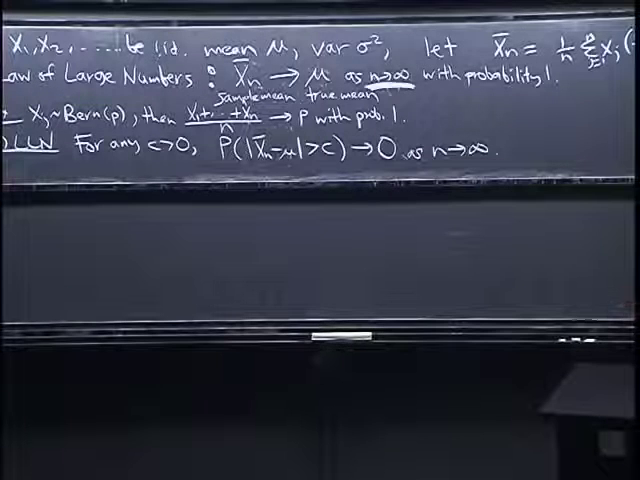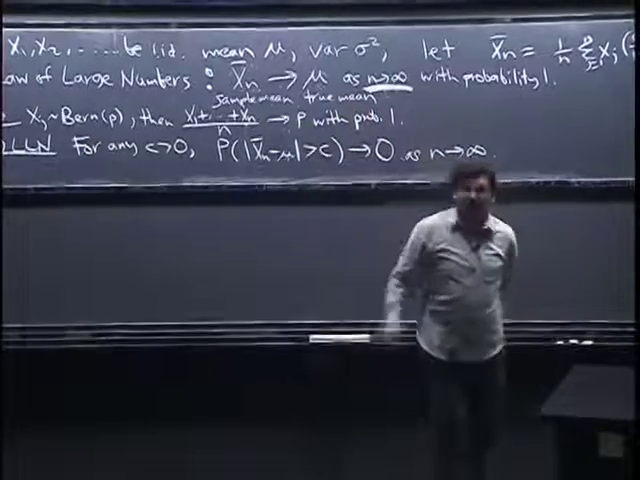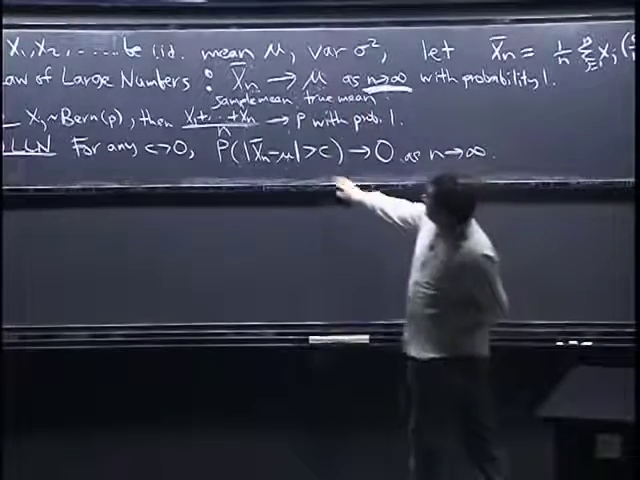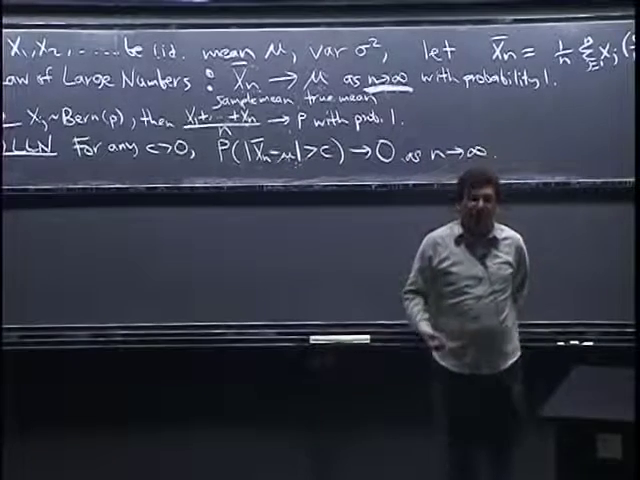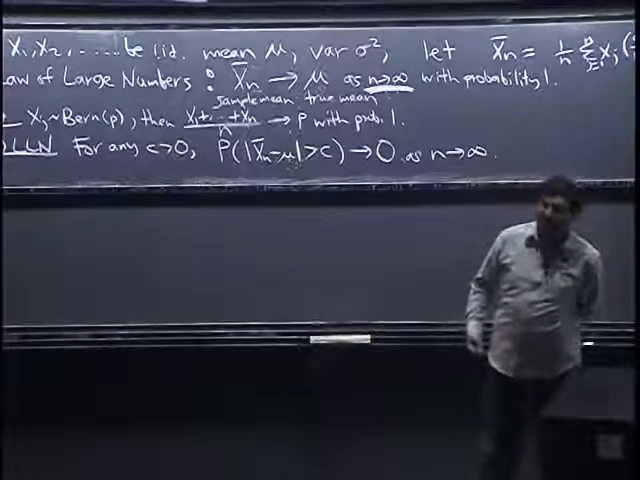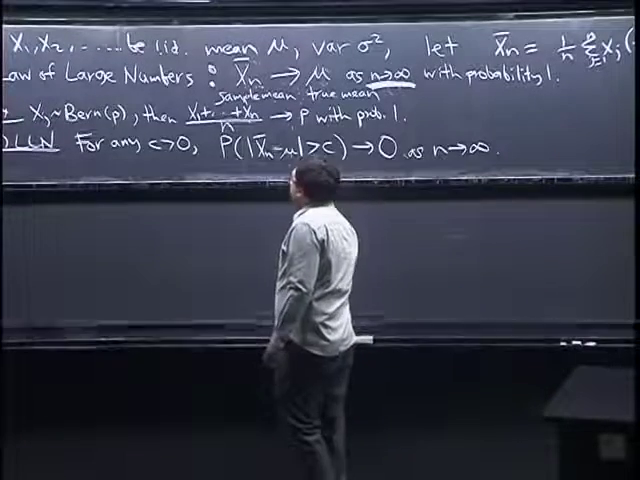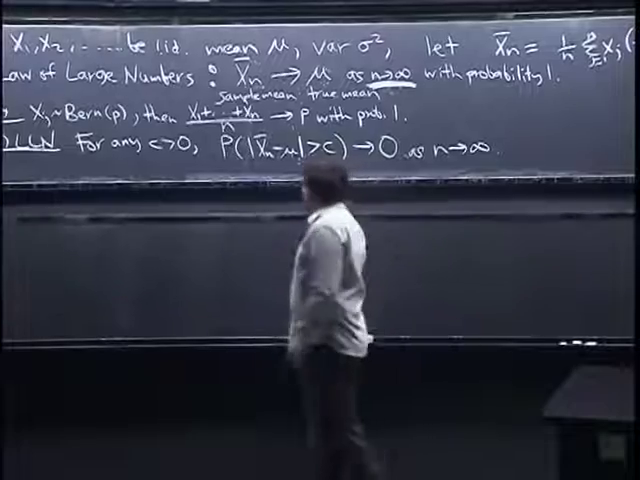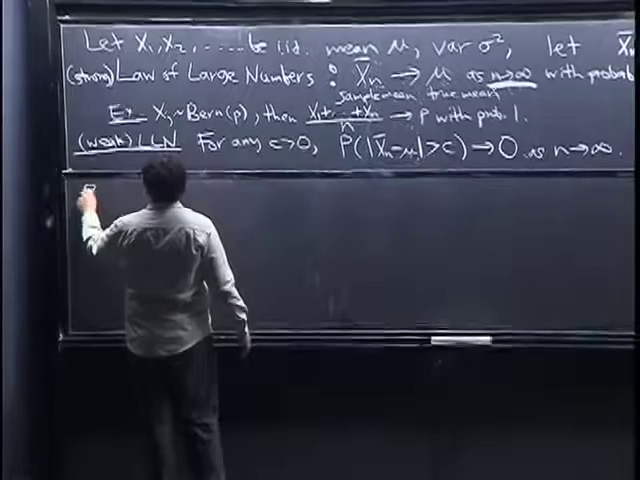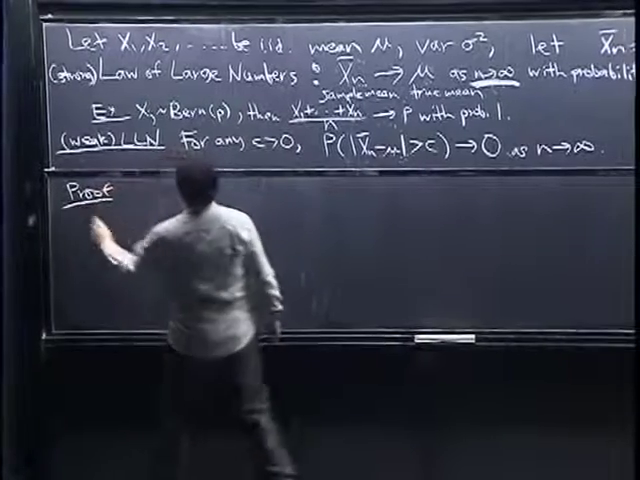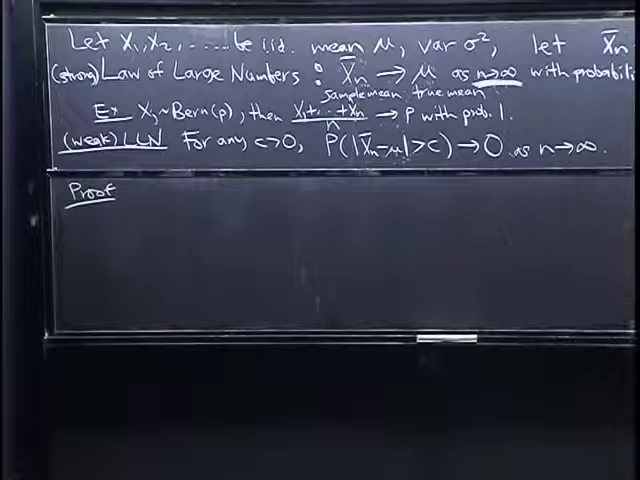So we'll prove this one, because to prove the strong one takes a lot of work and a lot of time. This one looks like a nice theorem, and it is a nice theorem, but we can prove it very easily using Chebyshev's inequality. Okay, so let's prove the weak law of large numbers. So all we need to do is show that this goes to 0, right? That's what the statement is.